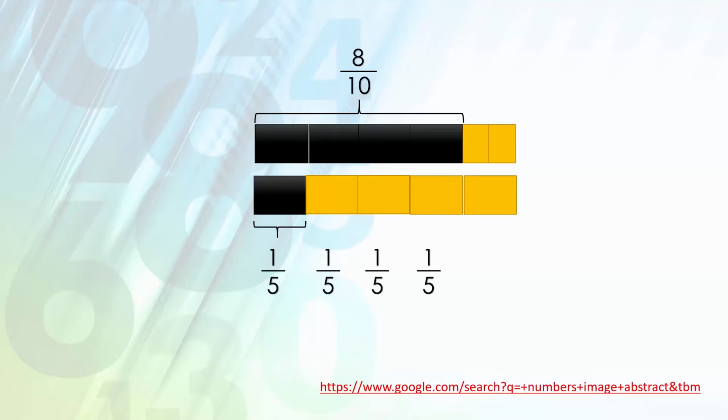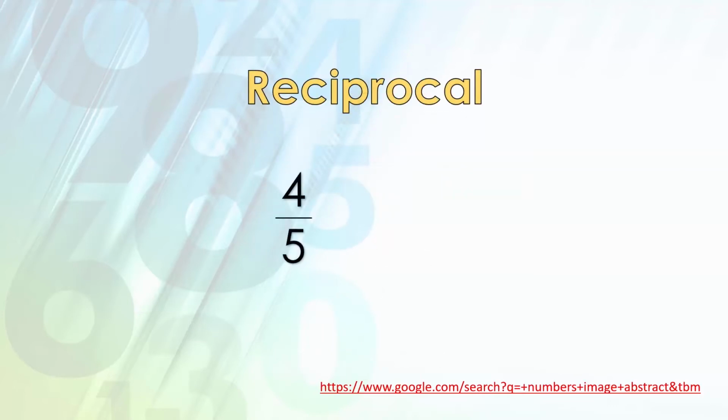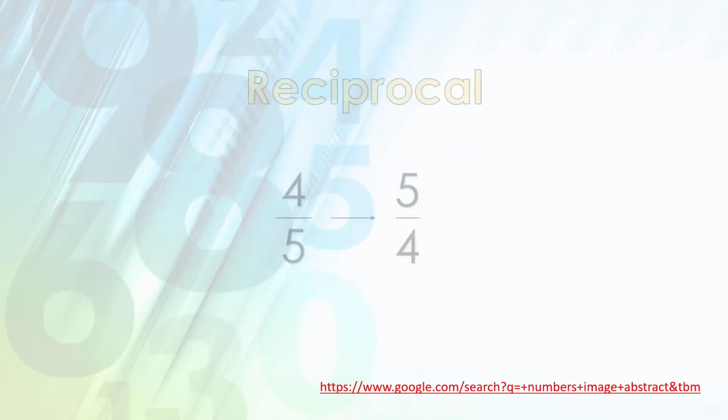In dividing fractions, there is a rule of reciprocal in which the fraction interchanges the numerator and the denominator. Let's have 4/5 for example. The reciprocal of 4/5 is 5 over 4. We simply interchange the numerator and the denominator.